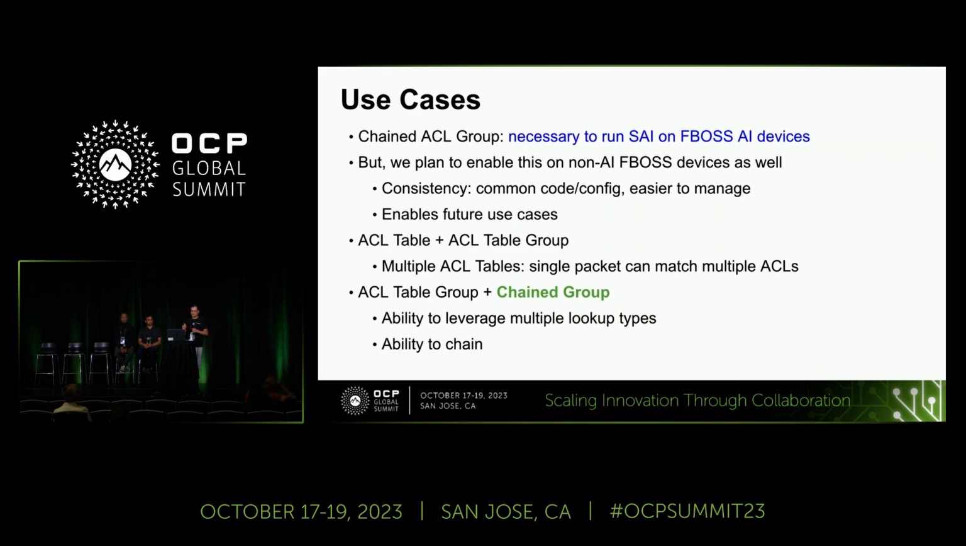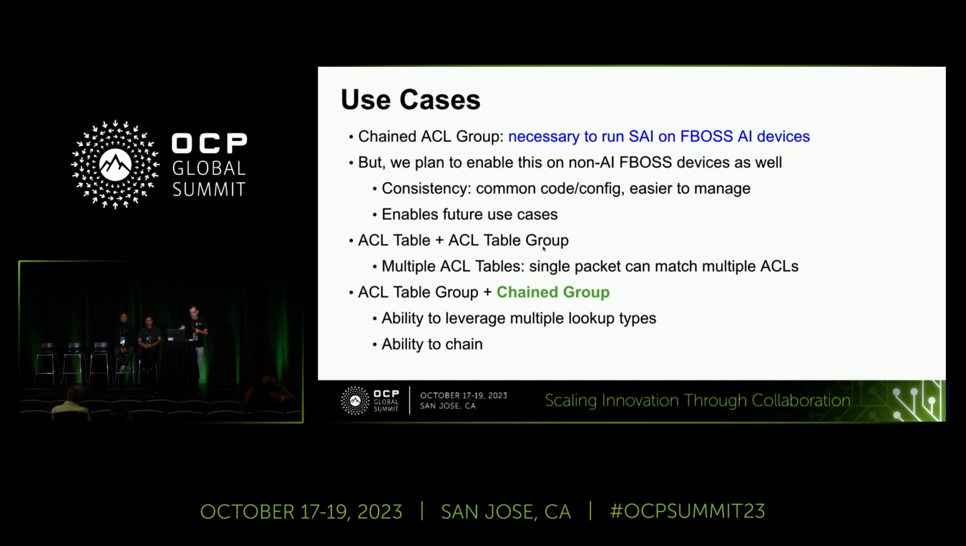Another way to look at this is that if you go back in time, initially SAI only had ACL table support. It still works today. You don't have to create a table group. You can create an ACL table. You will have multiple entries, but as I mentioned before, you cannot have a single packet hitting multiple ACL entries if you have one table. So ACL table group takes you one step further. It makes more use cases possible. Think of chain group as an evolution to generalize it even further, right? Not only can you hit multiple entries for the same packet, but you can also start chaining them, or start leveraging tables other than TCAM.